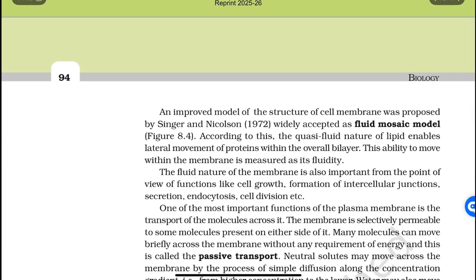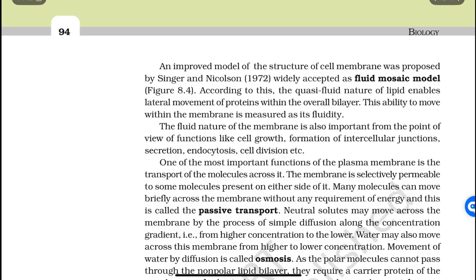An improved model of the structure of the cell membrane was proposed by Singer and Nicolson, widely accepted as the fluid mosaic model. According to this, the quasi-fluid nature of lipid enables lateral movement of proteins within the overall bilayer. This ability to move within the membrane is measured as its fluidity. The fluid nature of the membrane is also important from the point of view of functions like cell growth, formation of intercellular junctions, secretion, endocytosis, cell division, etc.